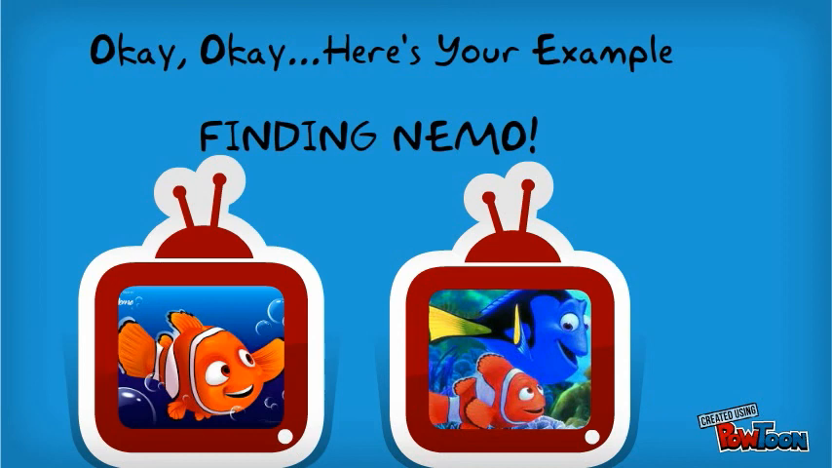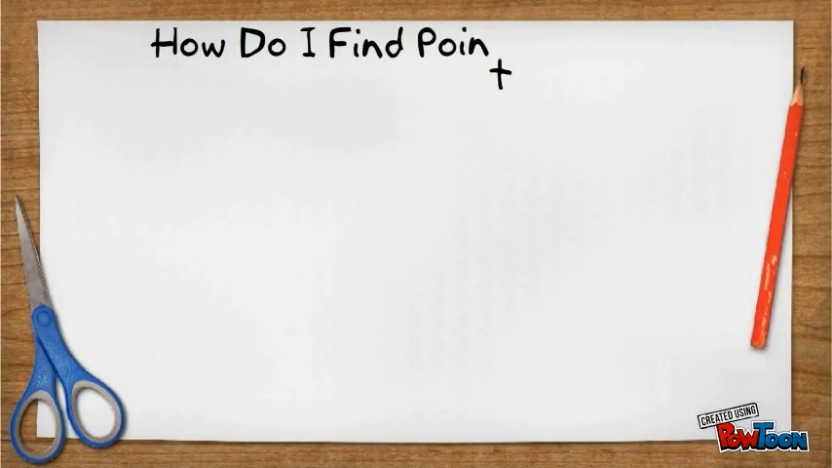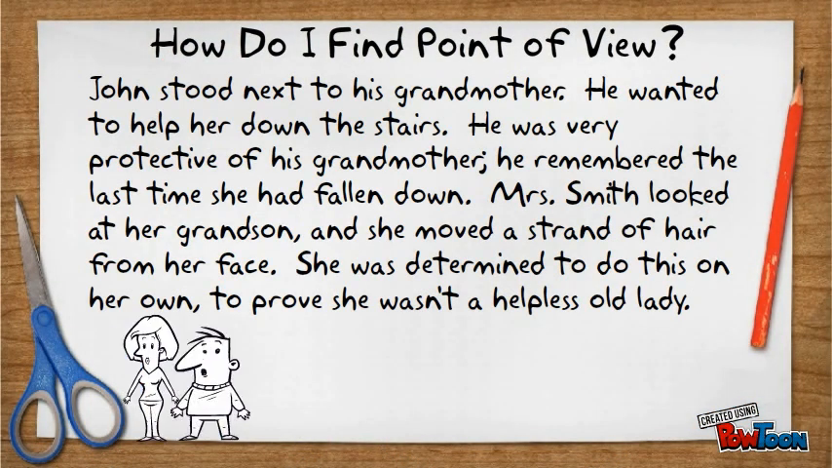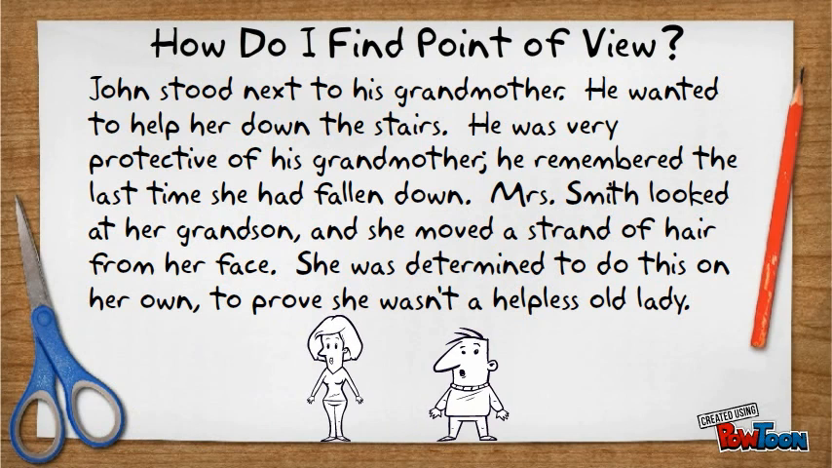Now let's look at our example text again. John stood next to his grandmother. He wanted to help her down the stairs. He was very protective of his grandmother. He remembered the last time she had fallen down. Mrs. Smith looked at her grandson, and she moved a strand of hair from her face. She was determined to do this on her own to prove she wasn't a helpless old lady.